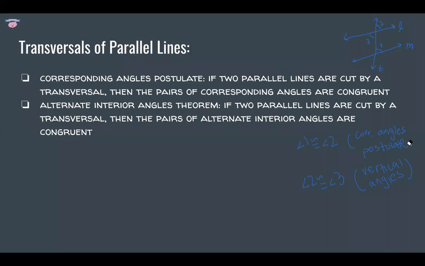So by the vertical angles theorem, sorry, not postulate, it's a theorem. By the vertical angles theorem, we know that angle 2 is congruent to angle 3, which means that angle 1 is congruent to angle 3. And this is either by the law of syllogism, but that's mainly for conditional statements, to be honest. But you can also say the substitution property of equality.